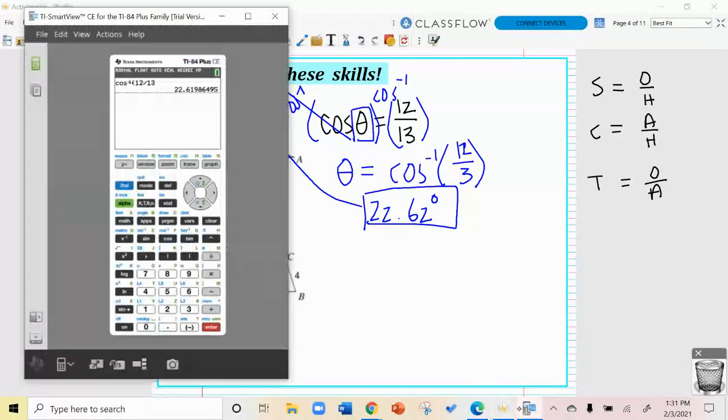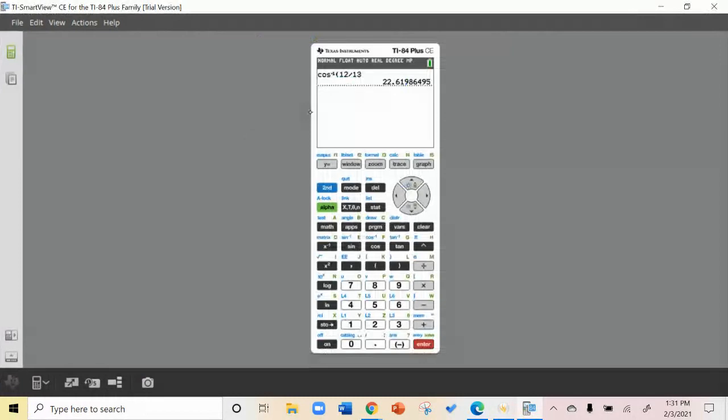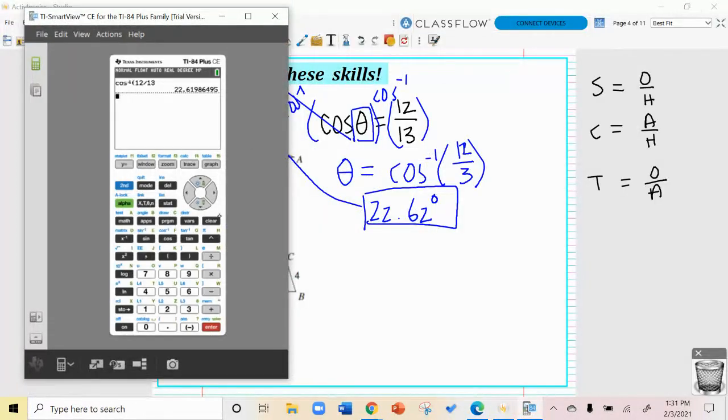And if I really wanted to dive a little bit deeper into what just happened, if I told you to find the cosine of 22.62, parentheses, and enter. Well, we said that was 12 over 13. 12 over 13. Neat. They're basically the same.